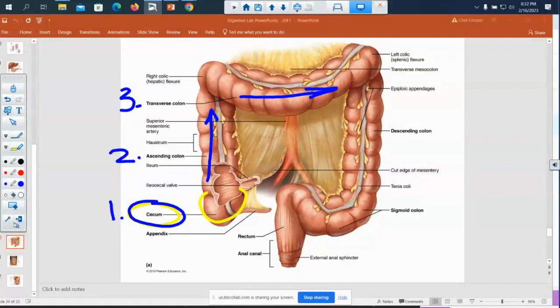Cecum, then ascending colon. Transverse colon. Now it goes down. What are we going to call that? Descending colon. That's 4. Then we do the S curve here. Sigmoid. That's 5. Now this is better. Look, it shows a difference between the rectum and anal canal better. Rectum is 6, anal canal is 7. So there's your first picture so that you have them all labeled on a better picture. This is a better picture than the other one because it gets stuff out of the way.